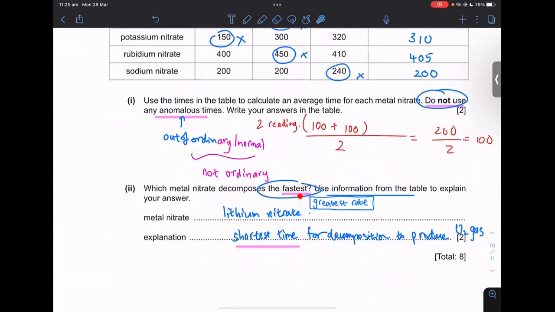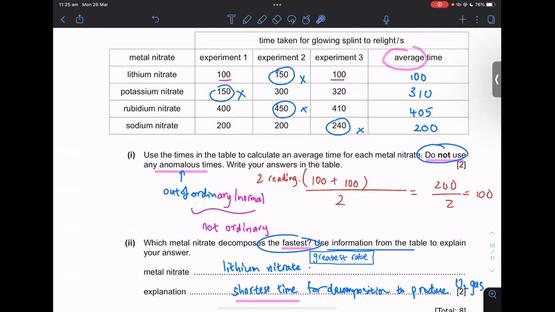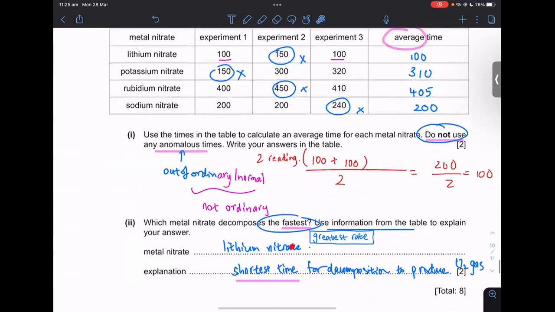So which one is the fastest? Fastest means the easiest to decompose or the greatest rate. It will take the shortest time. Fastest means the shortest time. You cannot talk about fastest being the fastest time. There's no such thing. Time only is short or long. We talk about fastest, so we want the shortest time. It's the easiest to get the oxygen there because it's the shortest time for the glowing splint to relight. So it's the easiest to produce the oxygen gas because it takes the shortest time to produce the oxygen gas. That is the fastest one to decompose. Just like that, you get 2 marks there.